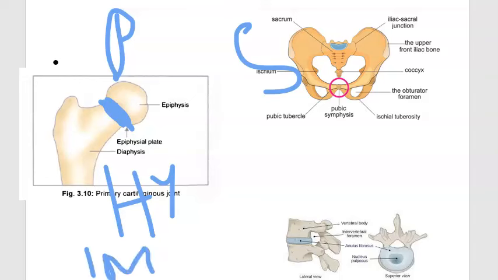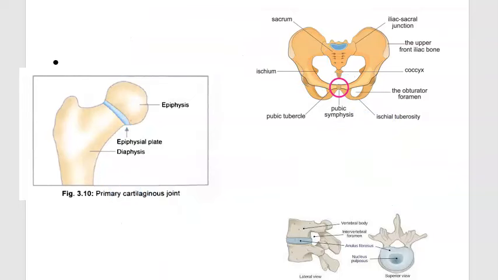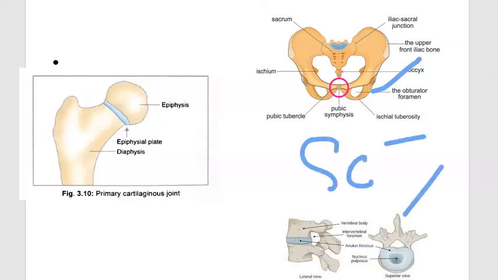Okay, this is immovable. Coming to secondary cartilaginous joints, these have, along with the hyaline cartilage, an extra fibrocartilage. So they'll have a pad of fibrocartilage which is actually compressible, so they become slightly movable. Okay, so what are the examples? You have the pubic symphysis, intervertebral discs, etc. For what? Secondary cartilaginous joints.